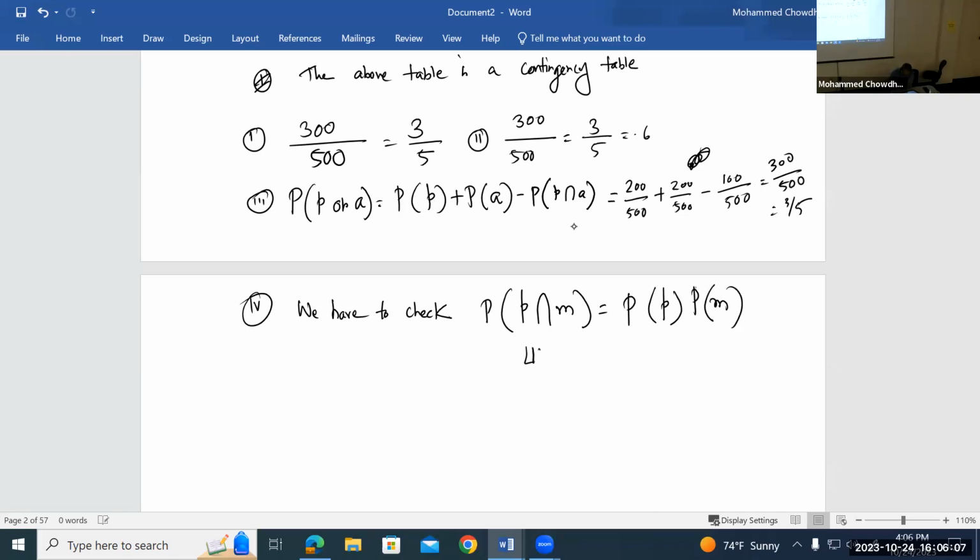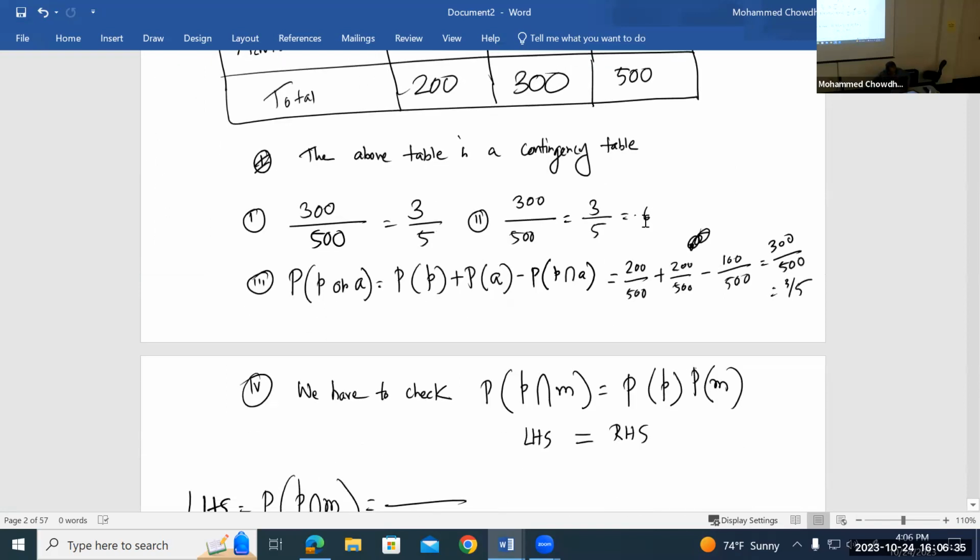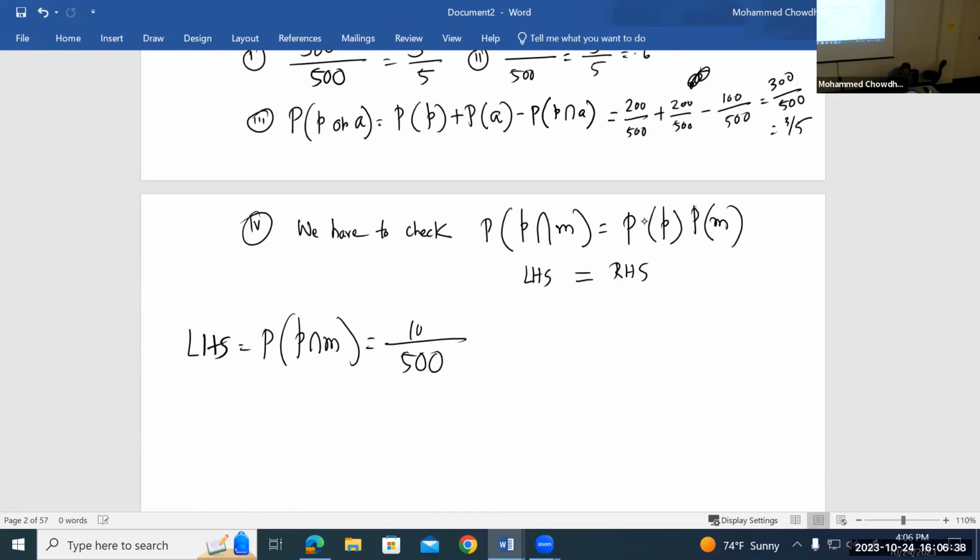This is the left hand side equal to right hand side. Okay, we have to check whether player and minor are independent or not. So I want to write left hand side, which is equal to probability of player and minor. And probability of player and minor here is 500. Player and minor equal to 100, right? So I put here 100, then I got 1/5.